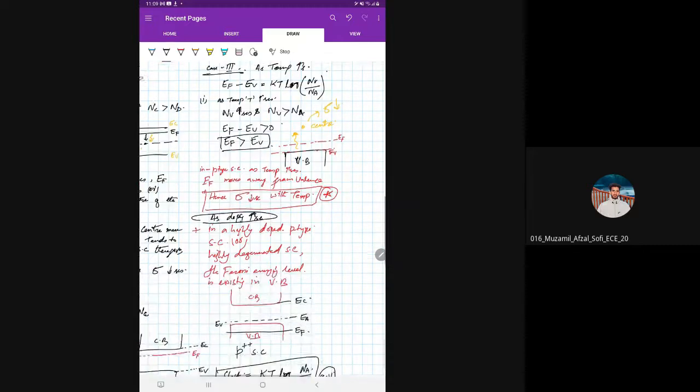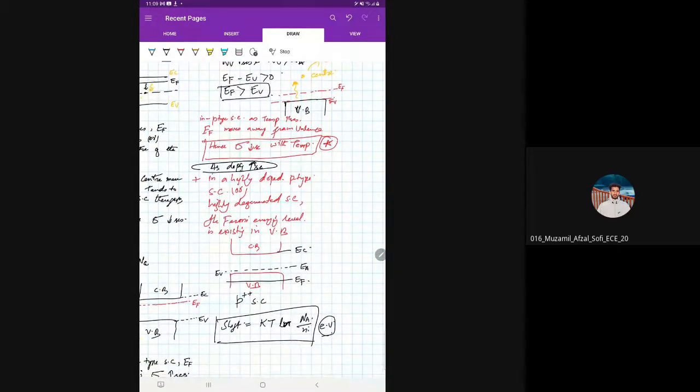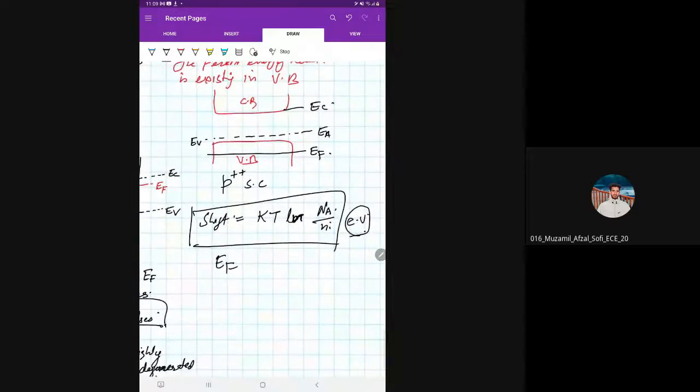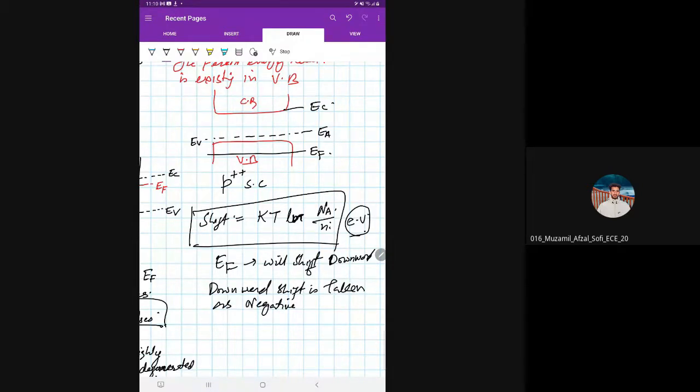Sir, I think it is minus kT for the shift there. Where? In this one, yes, in the shift. That is why I said we take the shift as negative. So I said that E_F, the Fermi energy level, will shift downwards, and I said that a downward shift is taken as negative, or it is represented by a negative sign.